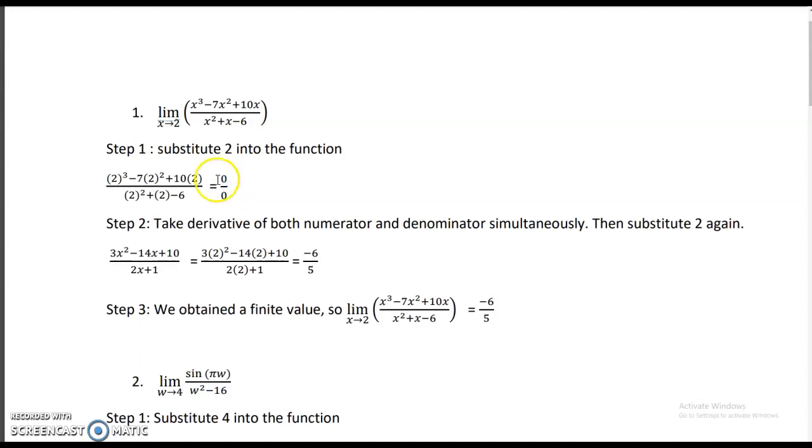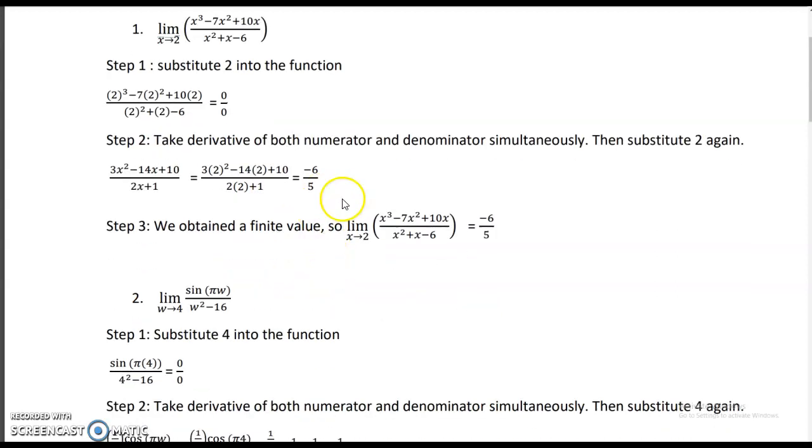Basically, L'Hopital's rule is you take the derivative of the top and bottom until you plug in the limit again and get a finite number. Here, as you can see, I took the derivative and then I plugged in 2 again, wherever x's are. And then I get negative 6 over 5. So the limit as x approaches 2 is negative 6 over 5. The answer.